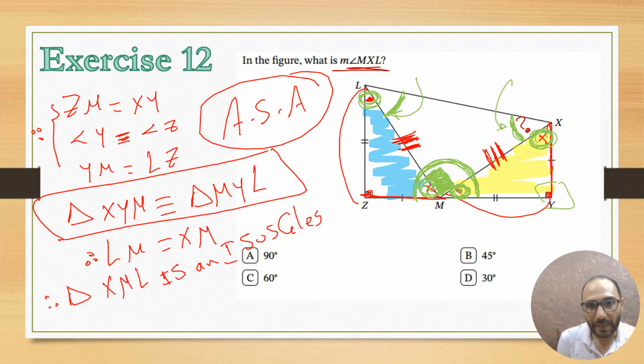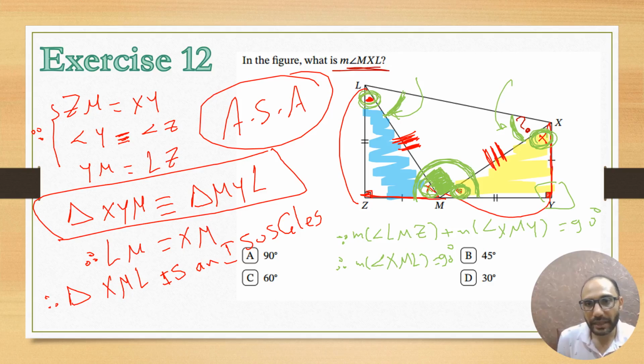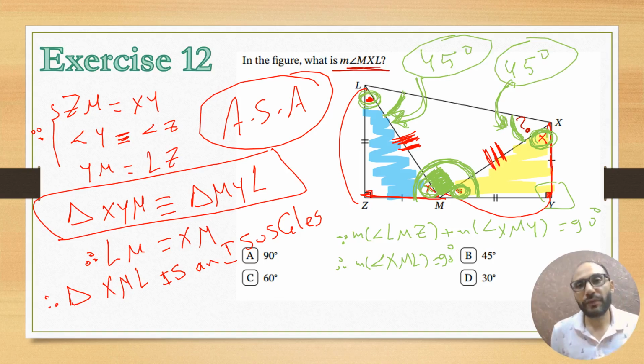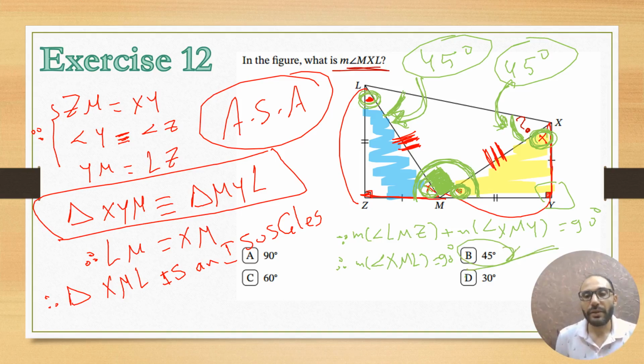So angle LMZ plus measure of angle XMY equals together 90 degrees. Then measure of XML equals 90 degrees. Because this angle in the middle is 90 degrees and this is a right angle triangle and isosceles at the same time, that means the two base angles are each of measure 45, and the other one is 45, because 45 and 45 is 90, and the 90 here, so they are all together 180. That means the required angle must be 45 degrees and this is the correct answer.